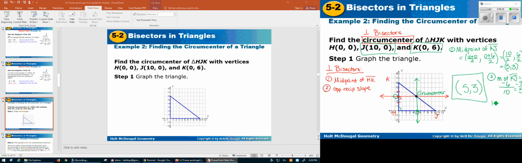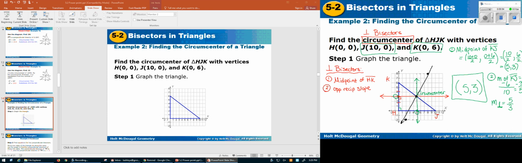That means the slope I want needs to be perpendicular to it, so we're going to flip it and change the sign, and that gives us a positive 5/3. So I would go from the circumcenter, up 5, right 3, or down 5, left 3. And I could graph that line.